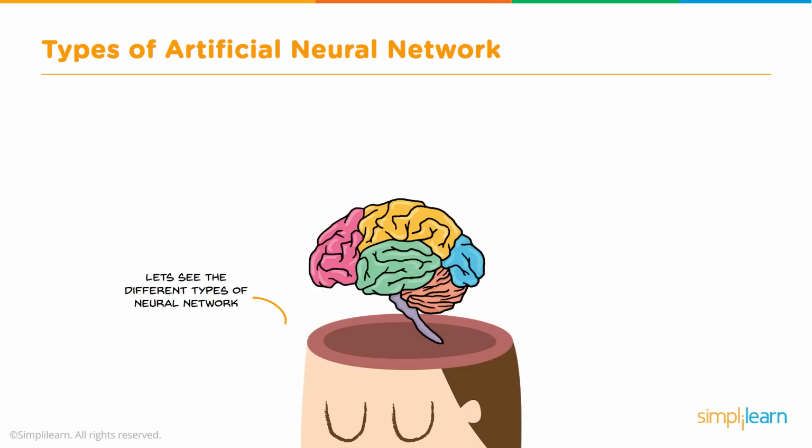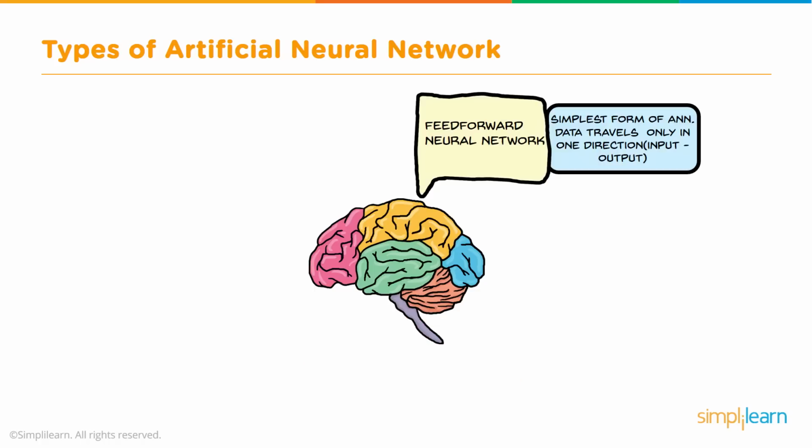And again, we're comparing this to human learning. So here's a human brain. I feel sorry for that poor guy. So we have a feed-forward neural network. Simplest form of what they call an ANN, a neural network. Data travels only in one direction, input to output. This is what we just looked at.